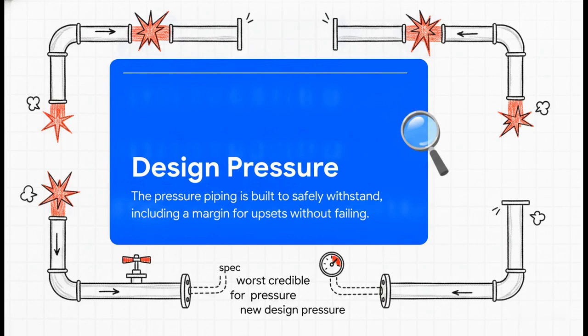Why does this exact definition matter so much for spec breaks? Because when you size downstream piping, you must absolutely never size it for the operating pressure alone. Never. Downstream piping must be evaluated and sized for the absolute worst credible pressure it could see during a failure. That worst credible pressure subsequently dictates the new design pressure for that specific downstream pipe segment.